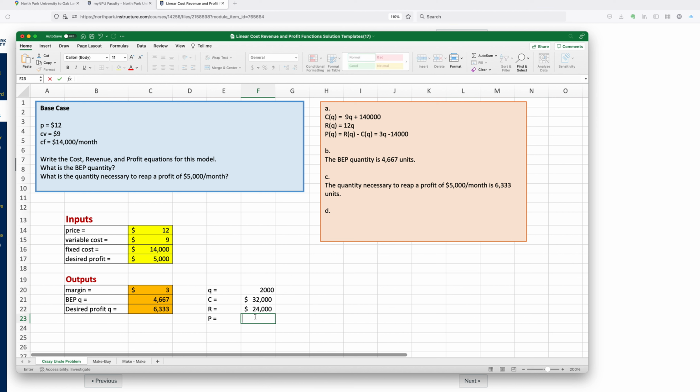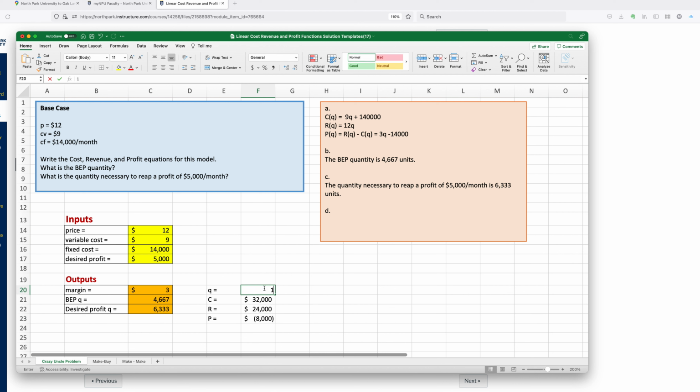I can do the profit 2 ways. I can just take revenue minus cost, and it gives me parentheses 8,000, which means negative 8,000. Or I can say it is equal to the quantity times the margin 3 minus the fixed cost, which gives me negative 8,000.